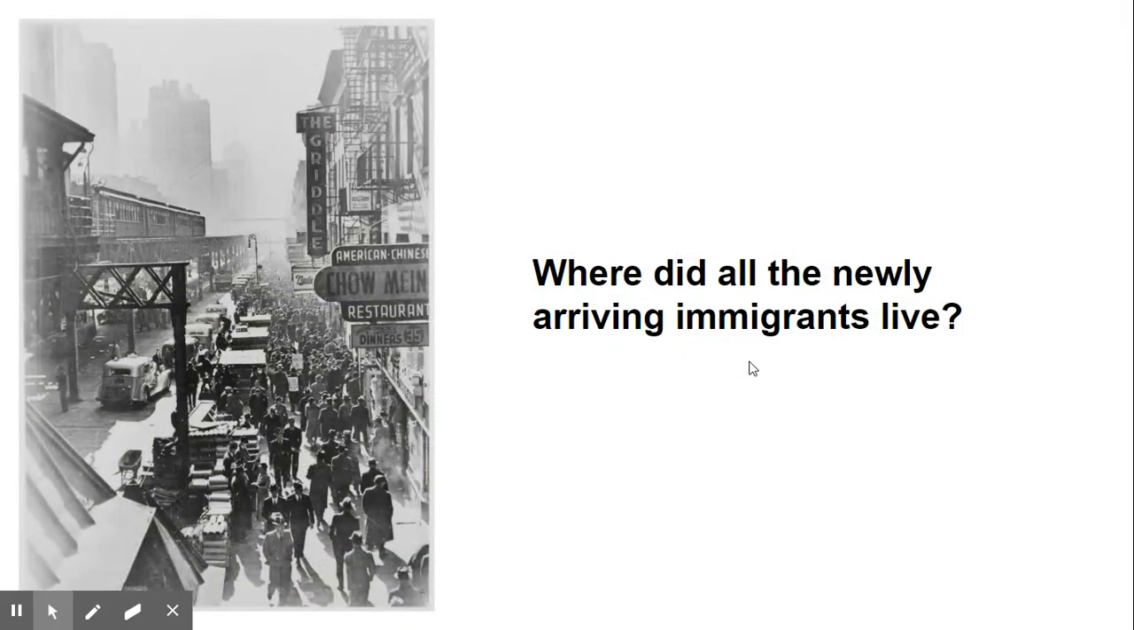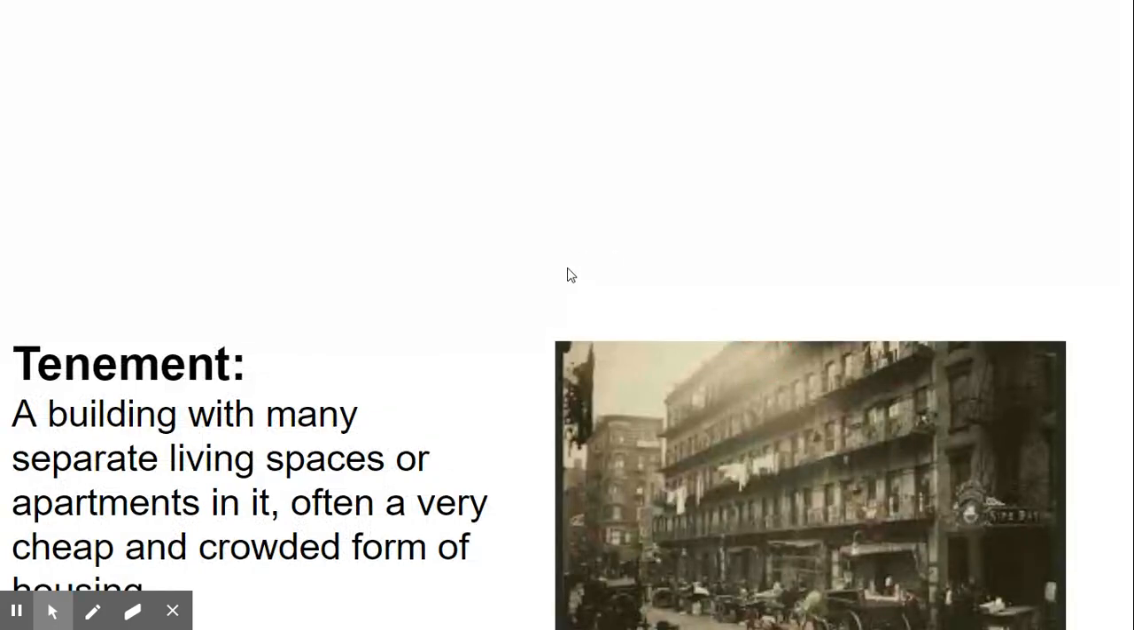All right, so where did all the newly arriving immigrants live? Oftentimes they lived in things called tenements, which is basically, you can think of it as like an apartment building, but really crowded, sometimes unsafe. You might only have enough room to lay out a little cot or even sleep on the floor. There might be lots of people living with you inside a tenement.